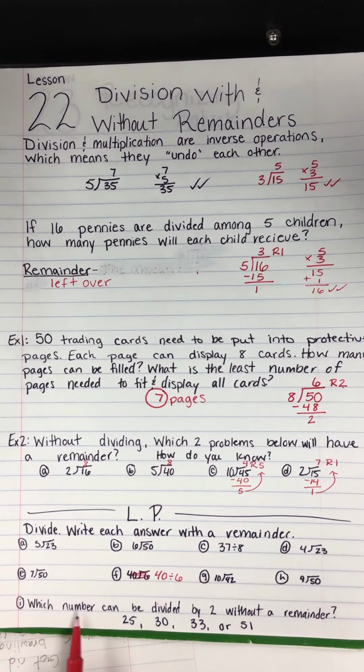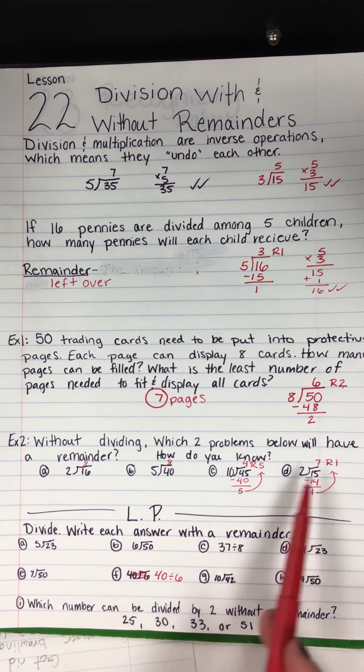And I says, which number can be divided by 2 without a remainder? And how do you know? Okay, and you'll have to remember what I said about 2 in A and D up here in example 2.